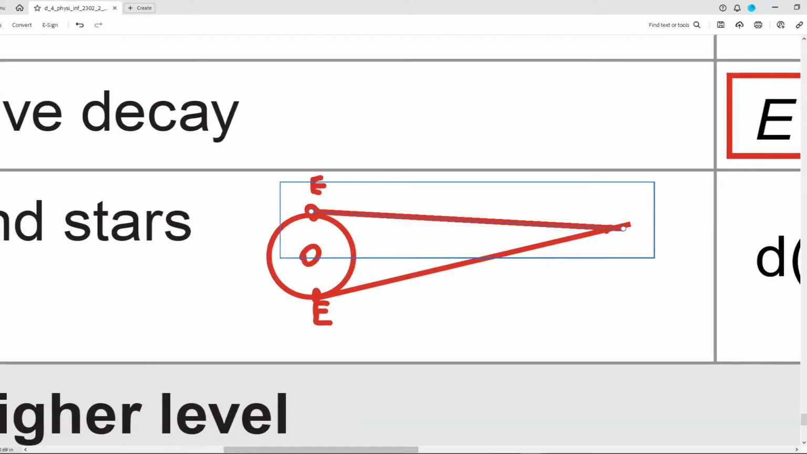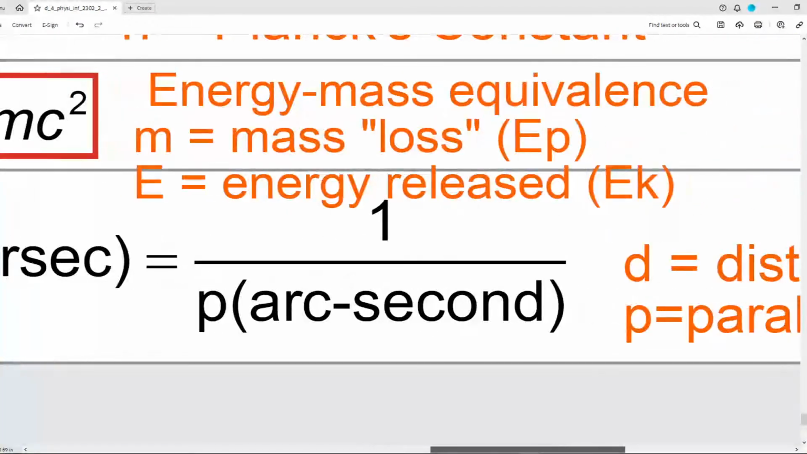Actually, the formula uses parsecs, so you have to convert that to parsecs here. The angle is measured in arc seconds, and if we do that conversion, it gives you the distance in parsecs, because a parsec is just a scaled version of the AU. It's based on arc seconds.